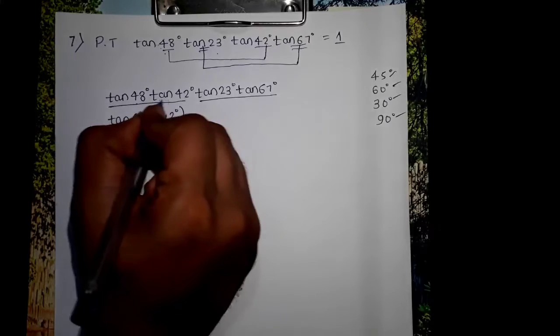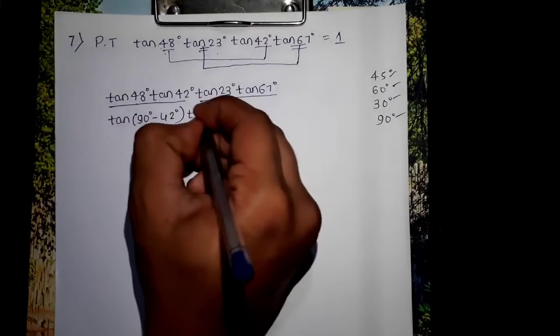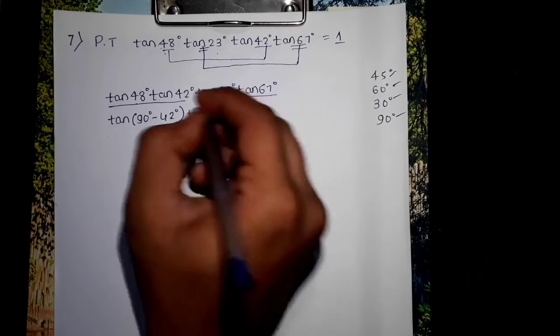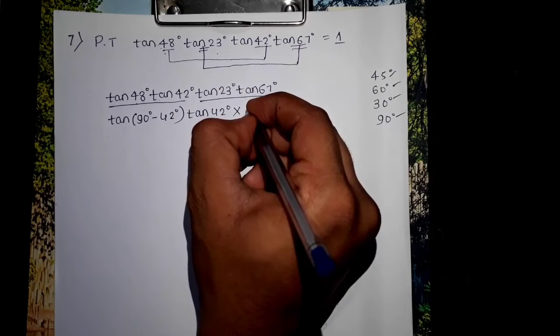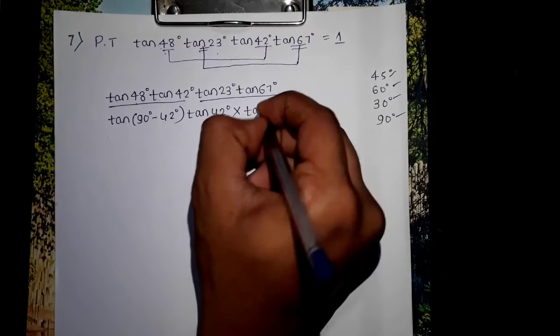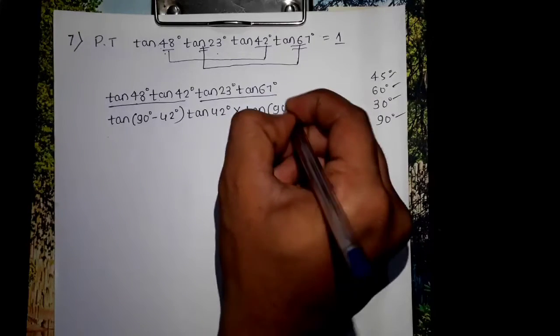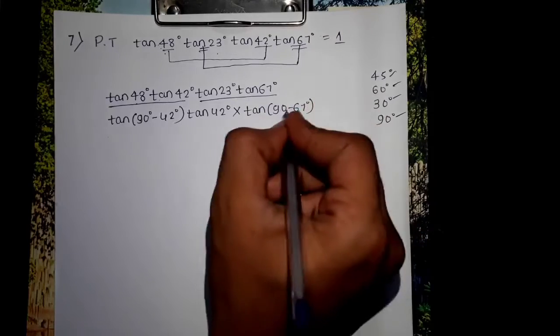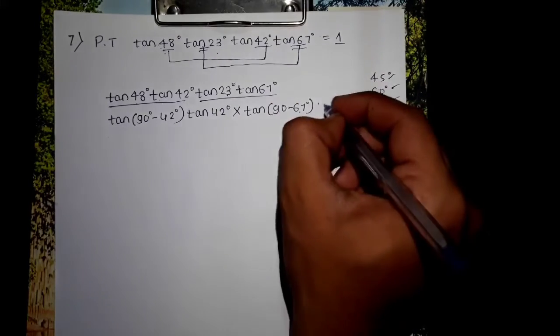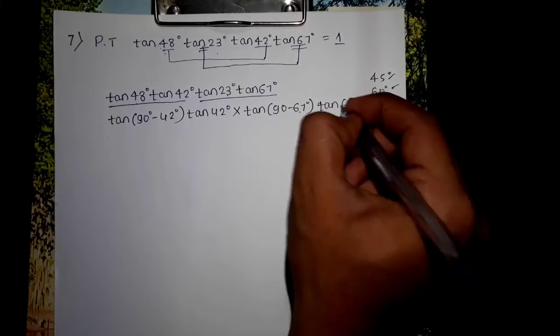Now I will not apply it to tan 42. I will write as it is. Okay, similarly into tan 23 degree. Now I will apply complementary to tan 23. How can it be written? Tan 23 is tan of 90 minus 67, isn't it? 90 minus 67 is 23 itself. Again into tan 67 degree.